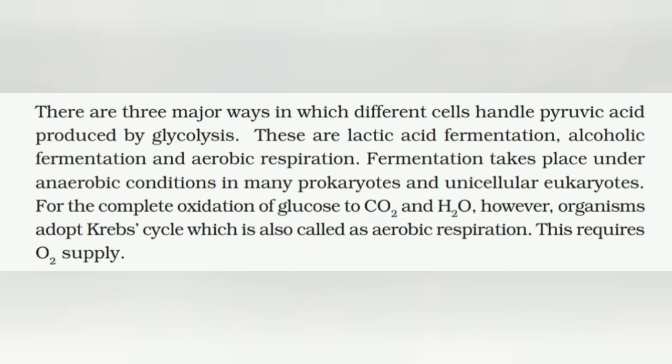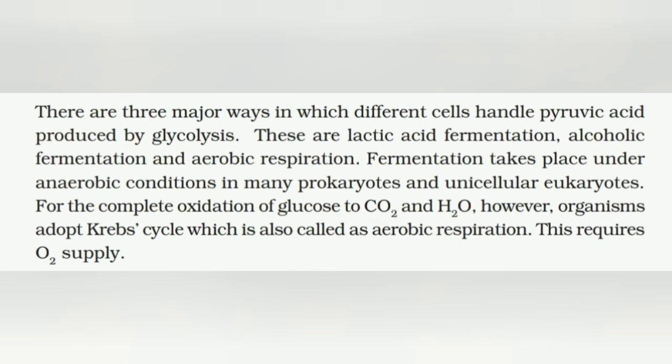There are three major ways in which different cells handle the pyruvic acid produced by glycolysis. These are lactic acid fermentation, alcoholic fermentation, and aerobic respiration. Fermentation takes place under anaerobic conditions in many prokaryotes and unicellular eukaryotes. However, for complete oxidation of glucose to carbon dioxide and water, organisms adopt the Krebs cycle, which is known as aerobic respiration. This requires oxygen supply.